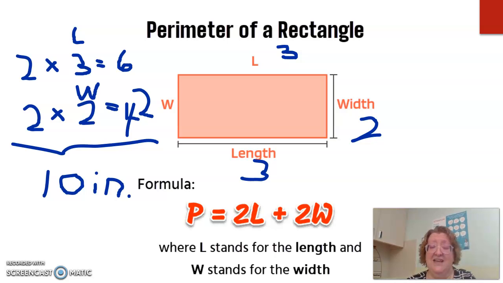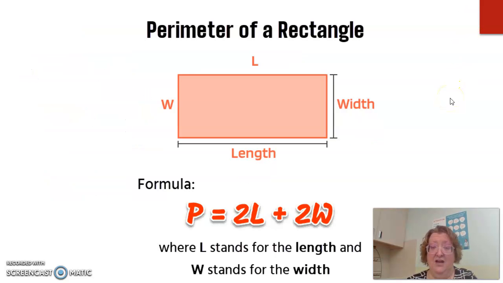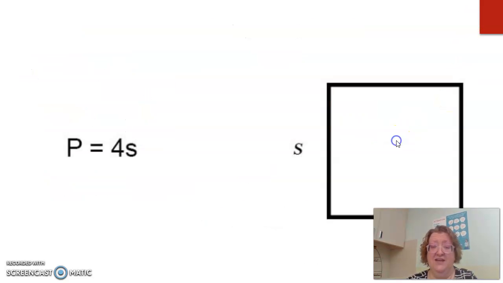So let's say that formula again. P equals 2 times length plus 2 times width. All right, moving on to the next screen.